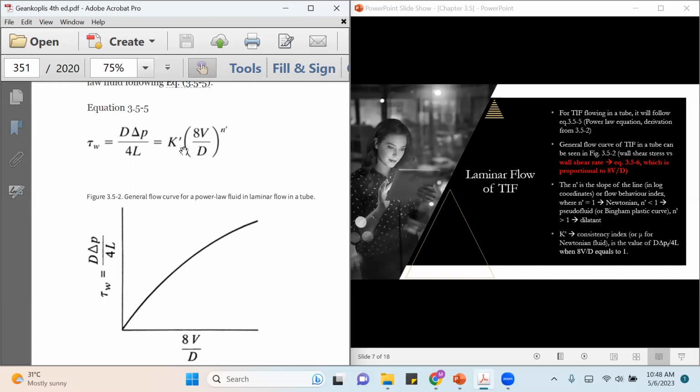And what is this K'? K' is the consistency index of the fluid, or I can say that K' is the viscosity in a Newtonian fluid.